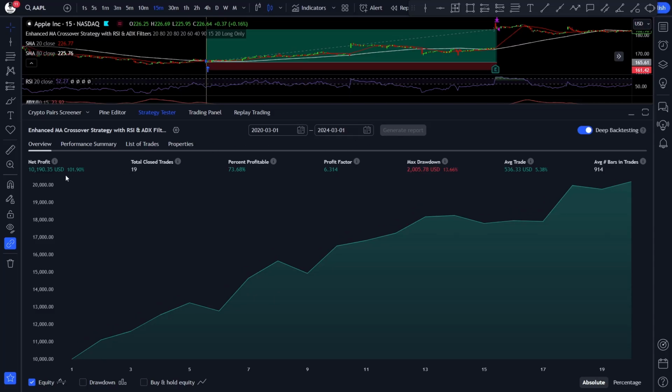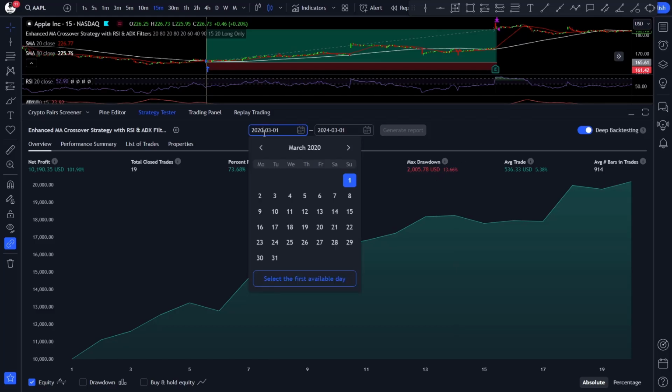During these 4 years, the strategy generated over 100% net profit, with a 73% win rate, a 6 profit factor, and 13% maximum drawdown. With this drawdown, you can easily increase the position sizing, for example, double it. But the real question is how it performs after the optimization date.